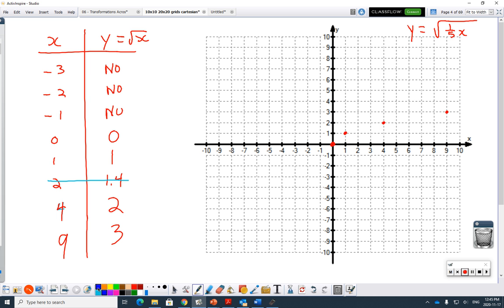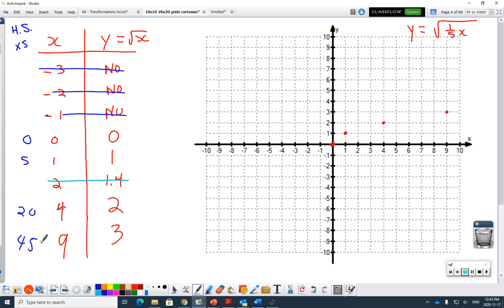Next. What was my horizontal stretch factor? 5. So that's to do with x values. Horizontal stretch times 5. So these are gone, right? So I multiply the x values times 5. This is 0, this is 5, this is 20, and this is 45. My goodness. Jumps right off the page here.